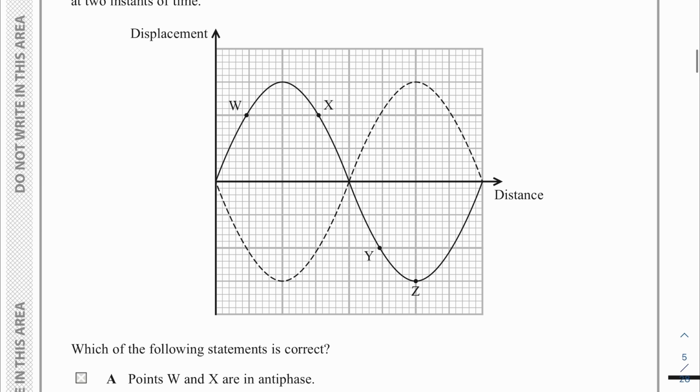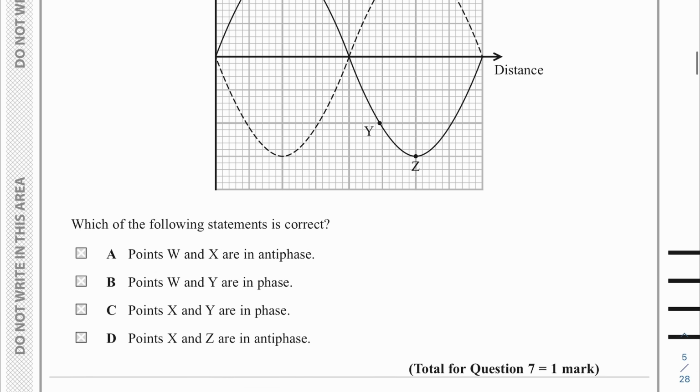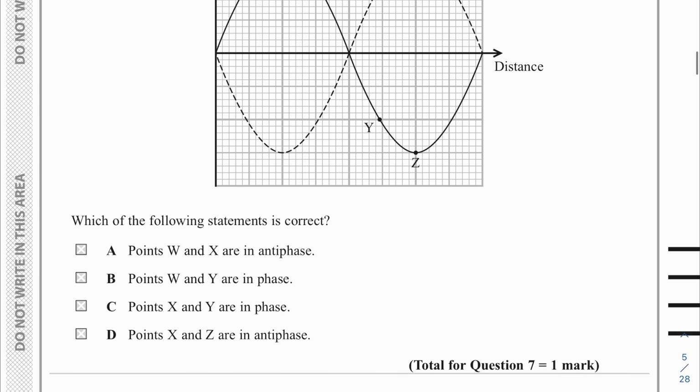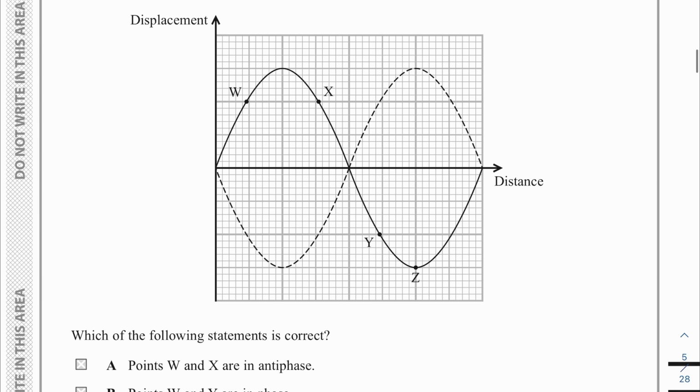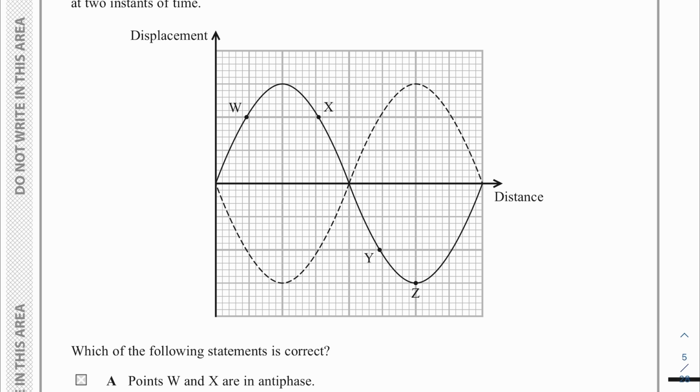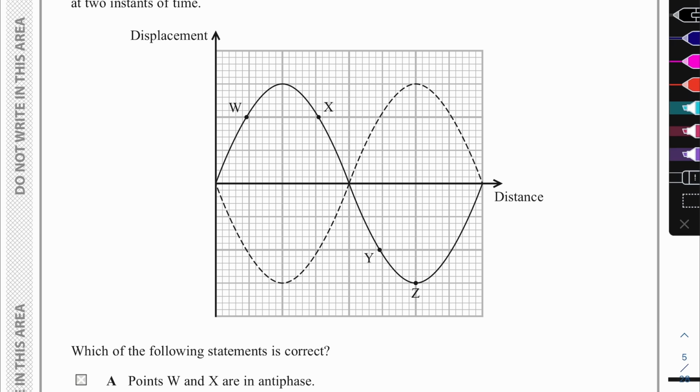Points W and X are in antiphase. Points W and Y are in phase. Points X and Y are in phase. Points X and Z are in antiphase. So let's try to figure this out. If we say, for example, that this is one node over here. This is one node. I'm going to do the other node in another color.